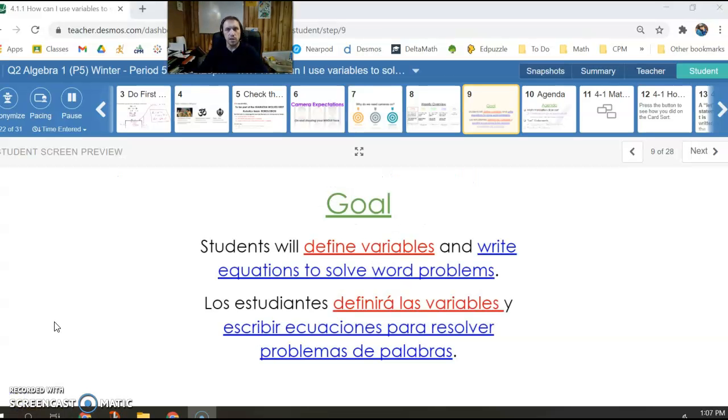As always, bring those questions back to your teachers if you have any issues. Remember, our goal today was to define variables. So like in that last problem, we're going to let the width be W and then find the length off of that. And then we're going to do those and just start solving word problems.